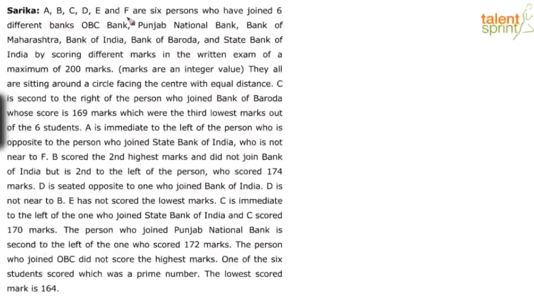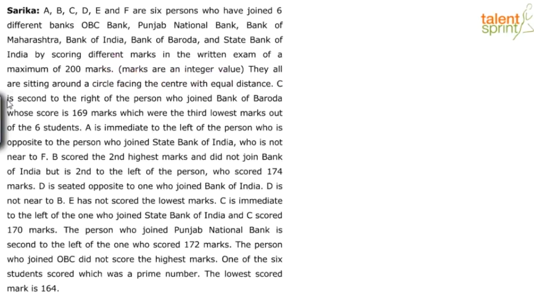A, B, C, D, E and F are 6 persons who have joined 6 different banks: OBC, Punjab National Bank, Bank of Maharashtra, Bank of India, Bank of Baroda and State Bank of India, by scoring different marks in the written exam of a maximum of 200 marks. So they've scored different marks in a written examination which had a maximum of 200 marks. And marks are an integer value, right?